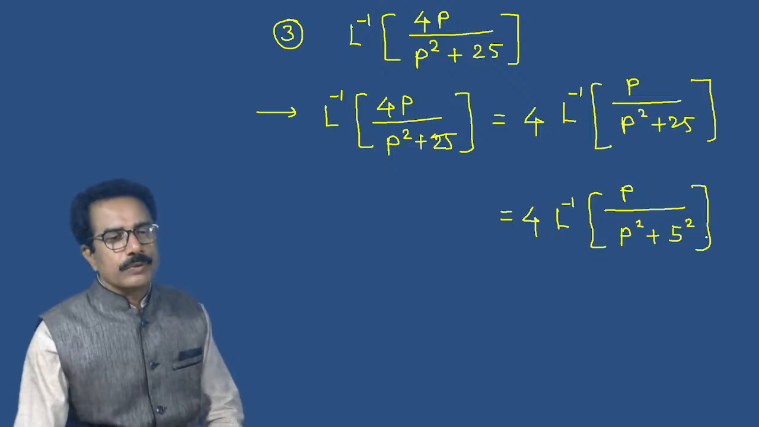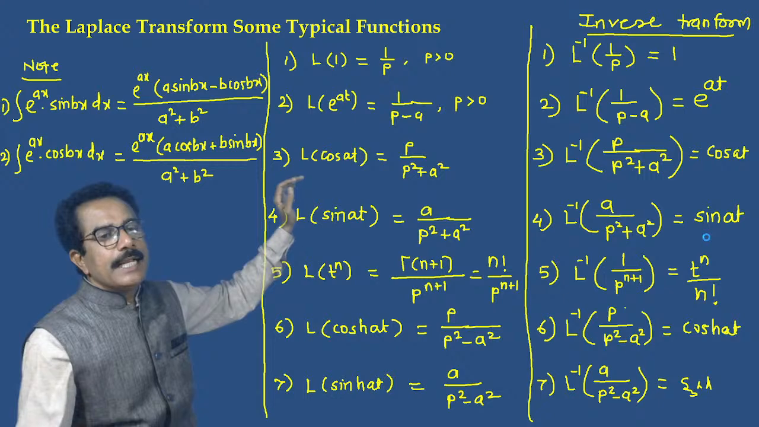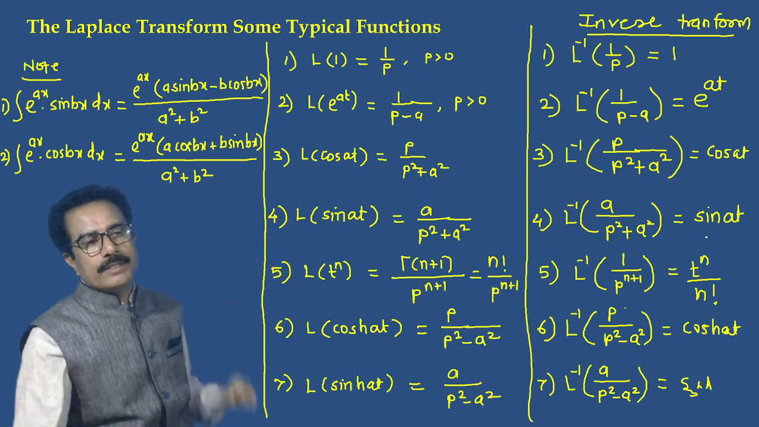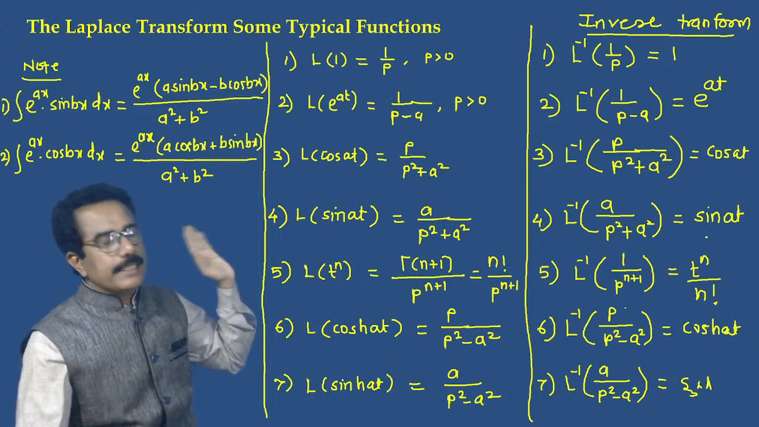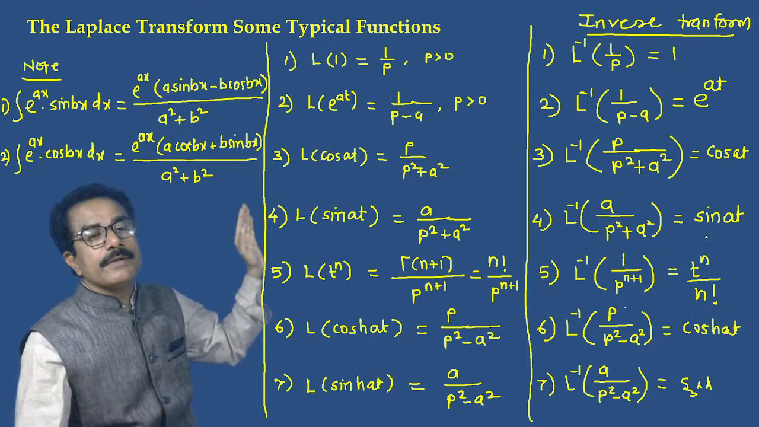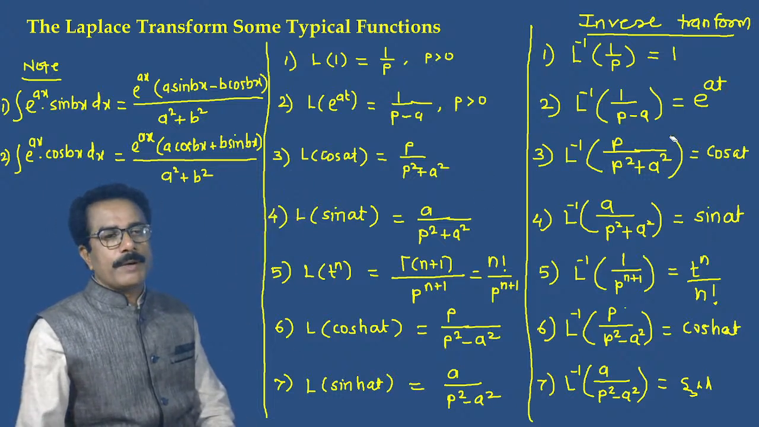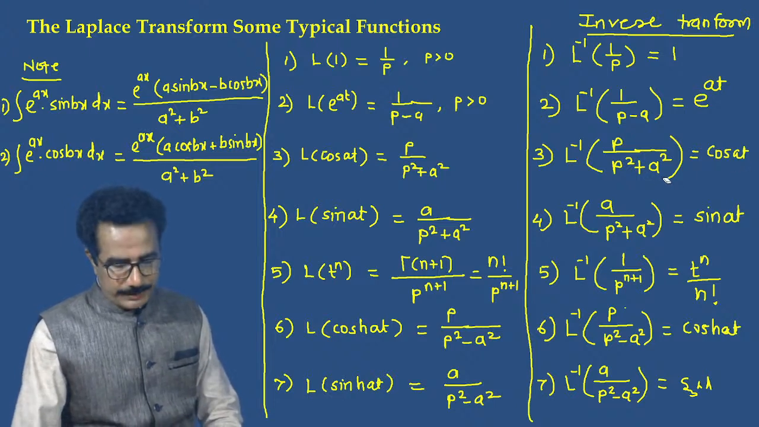Now you tell me, students, which formula we have to use here in the inverse Laplace transformation. In the inverse Laplace transform, L inverse, we have to use this third formula, formula number 3: L inverse of p divided by p square plus a square, whose result is cos at, and a is this constant.